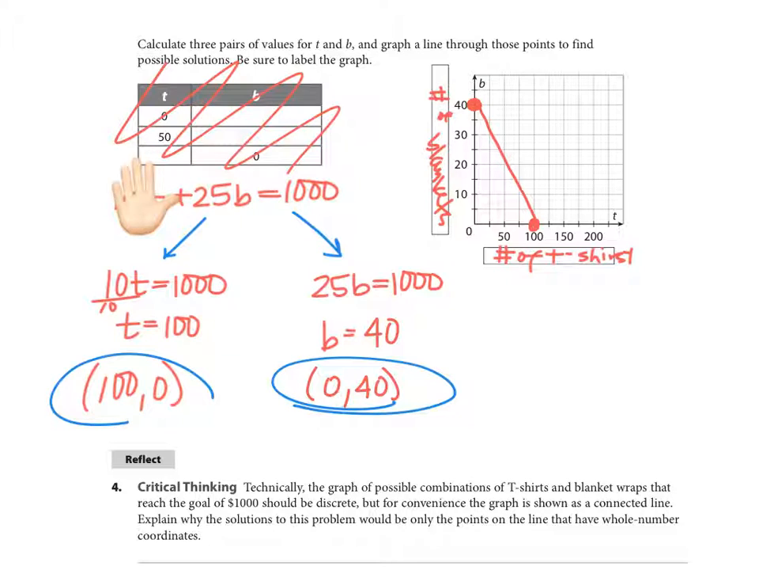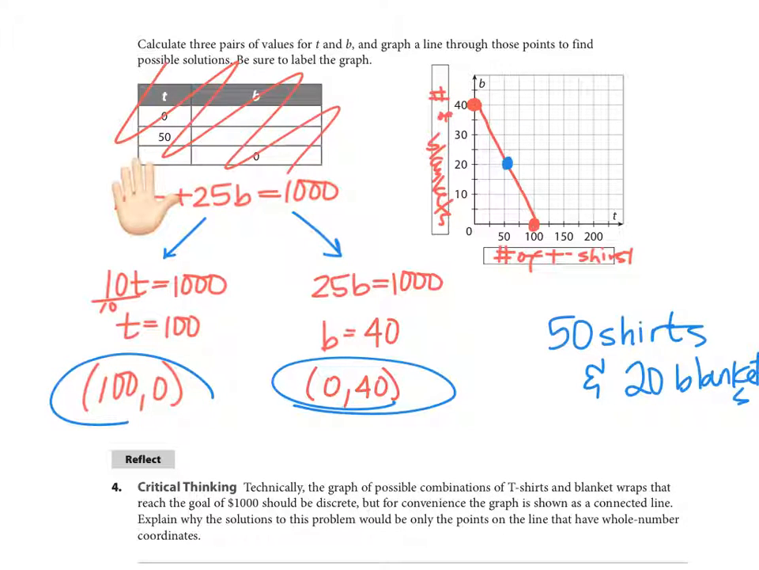And it looks like maybe right here, and we'll talk about how to check this tomorrow, maybe if we sold 50 shirts and 20 blankets, that would get us to our goal. And you could check that by plugging in or thinking about the cost of each and see, does that give us 1,000? So check that on your own and see, is that a solution? And you should be getting that yes, when you multiply that, you do get $1,000. So yes, that is a solution.